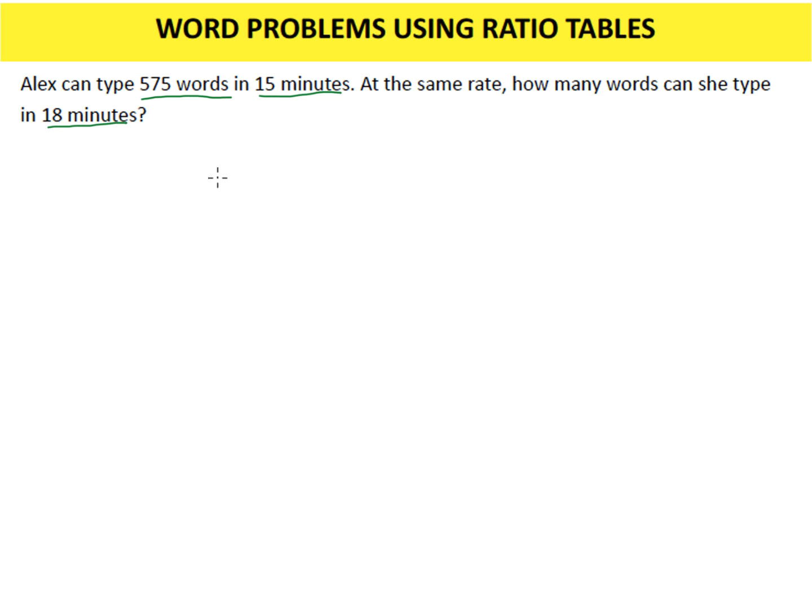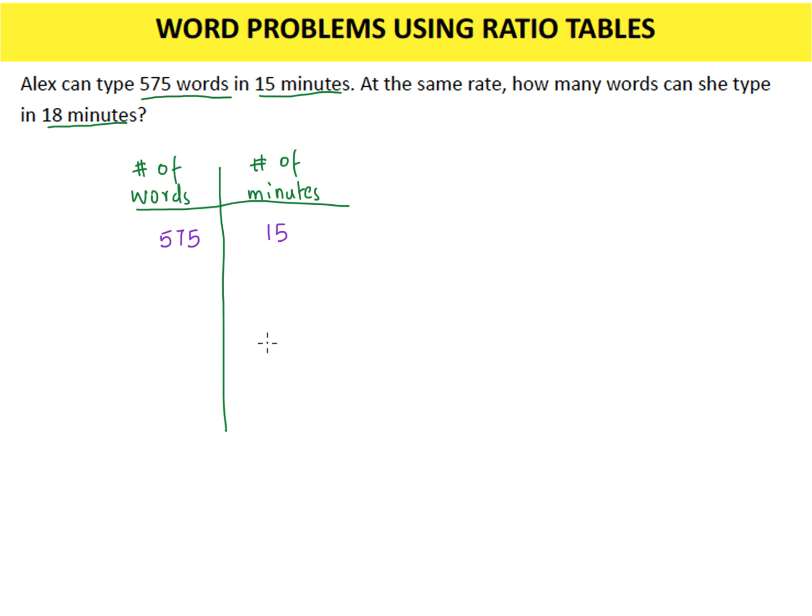Now let's make a ratio table. And we have number of words and number of minutes. It doesn't matter in which order you write. You can write number of minutes first or number of words first. It doesn't really matter. So then we have 575 words in 15 minutes.